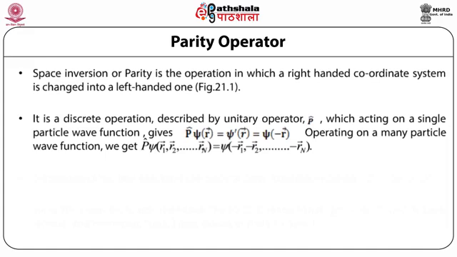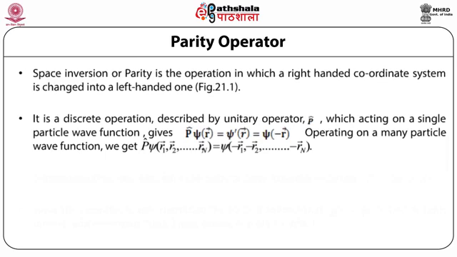So in this manner one can see that when the parity operator P acts on the wave function psi of position vector r, that wave function gets transformed into another wave function which is a function of position vector minus r. So if the position vector r had coordinates x, y and z, then the minus r position vector would have coordinates minus x, minus y and minus z.